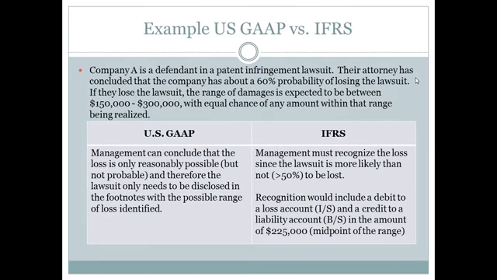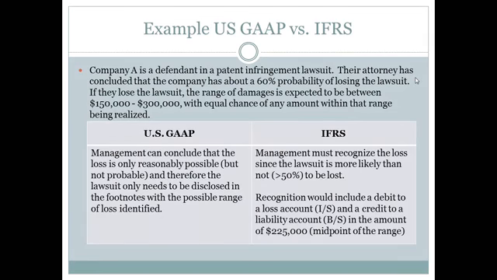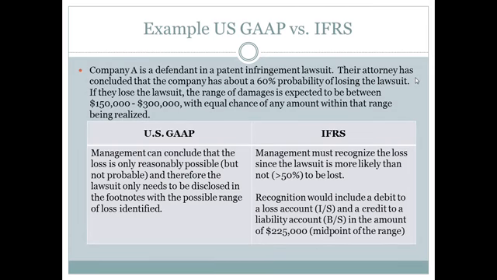So we have a company that's a defendant in a patent infringement lawsuit. Their attorney has concluded the company has about a 60% probability of losing the lawsuit. And if the lawsuit is lost, they think the damages will be somewhere between $150,000 and $300,000. Well, under US GAAP, the first thing that we have to do is assess the likelihood of the loss. Is it probable, reasonably possible, or remote?